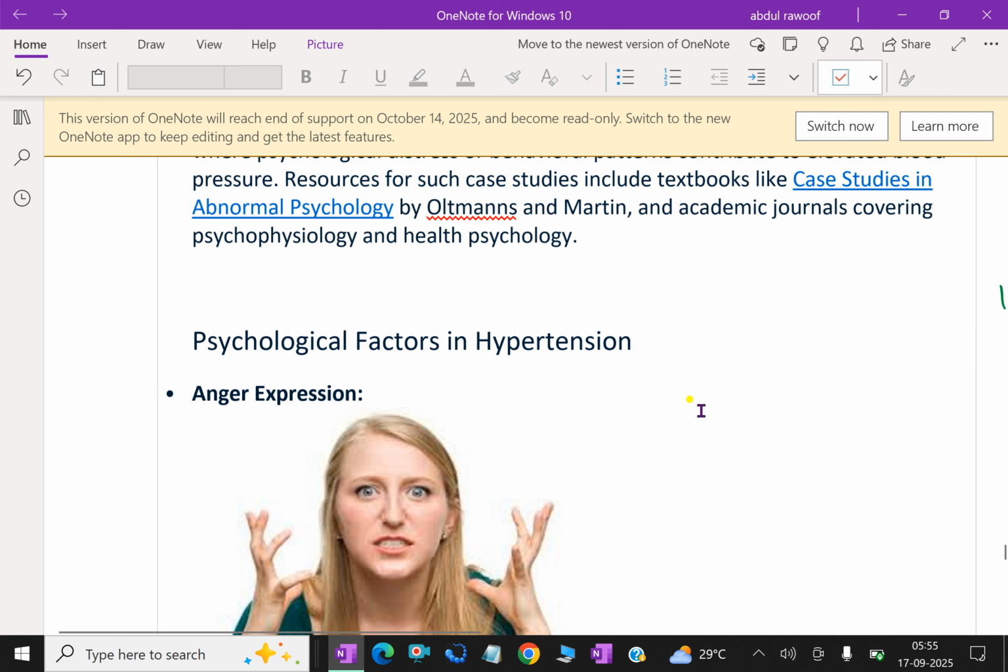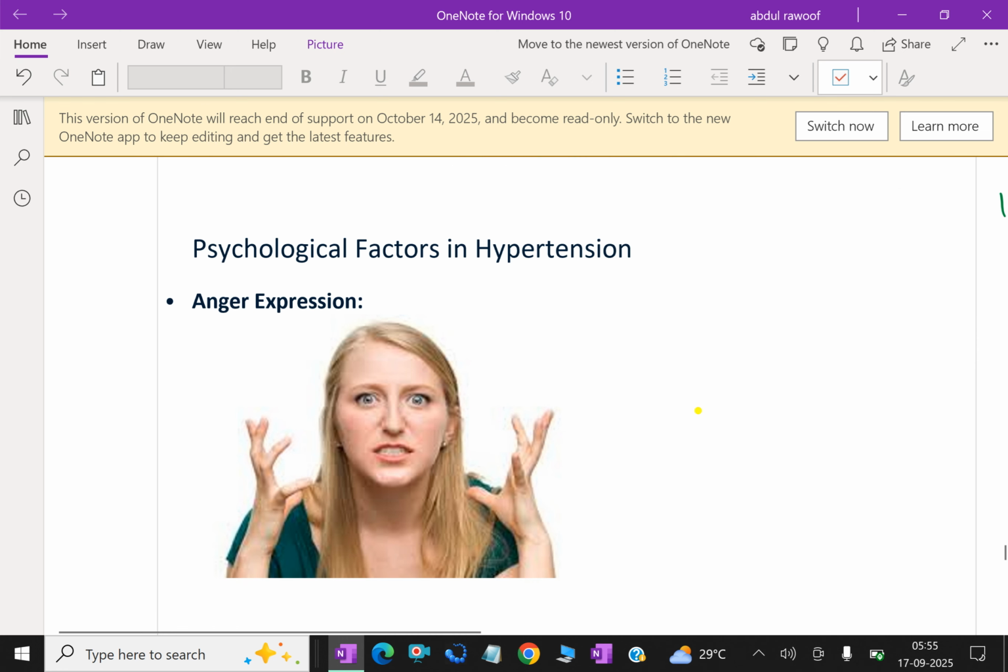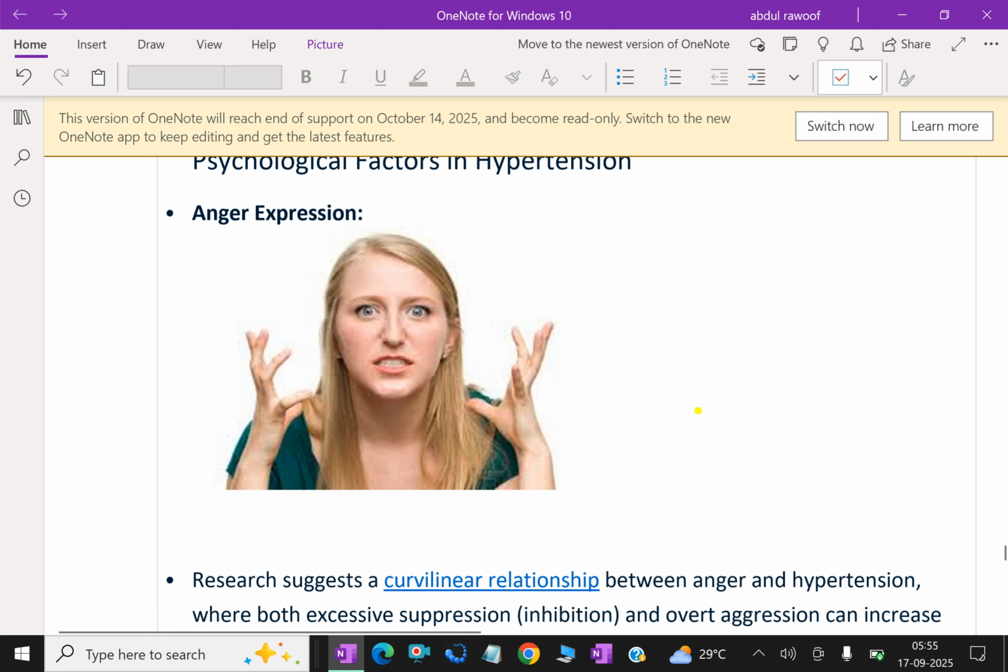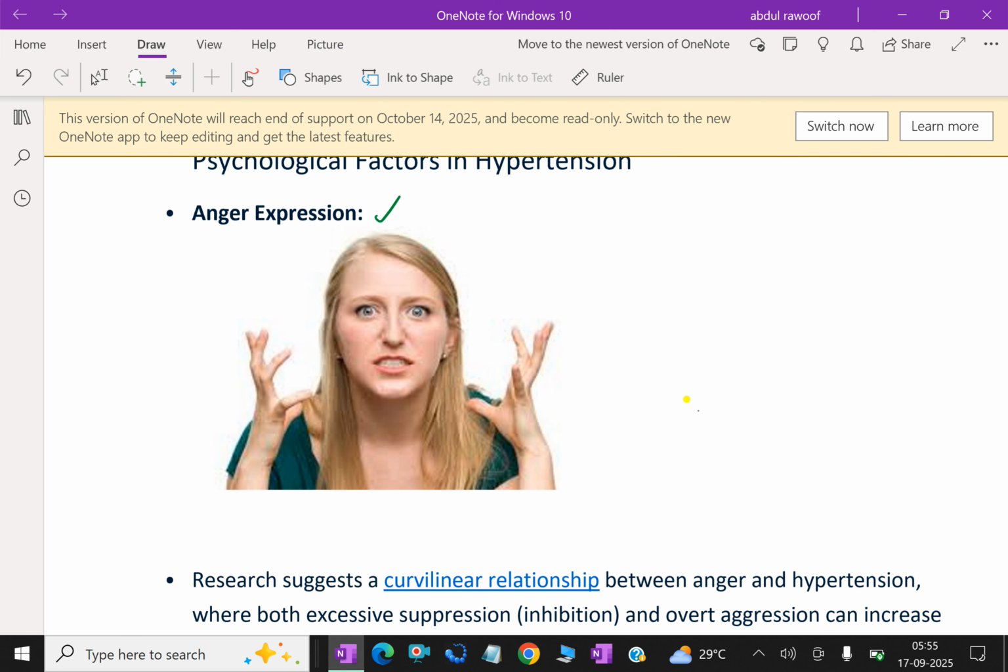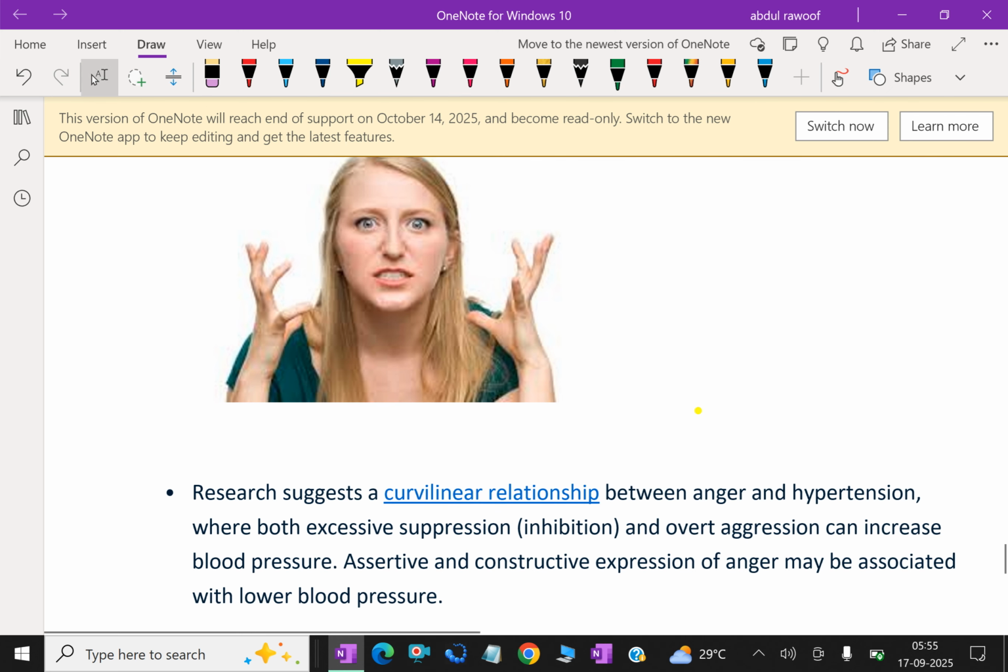Now we'll discuss psychological factors in hypertension. What are the psychological factors that cause hypertension? Anger expression. Research suggests a curvilinear relationship between anger and hypertension, where both excessive suppression, inhibition, and overt aggression can increase blood pressure. Assertive and constructive expression of anger may be associated with lower blood pressure.